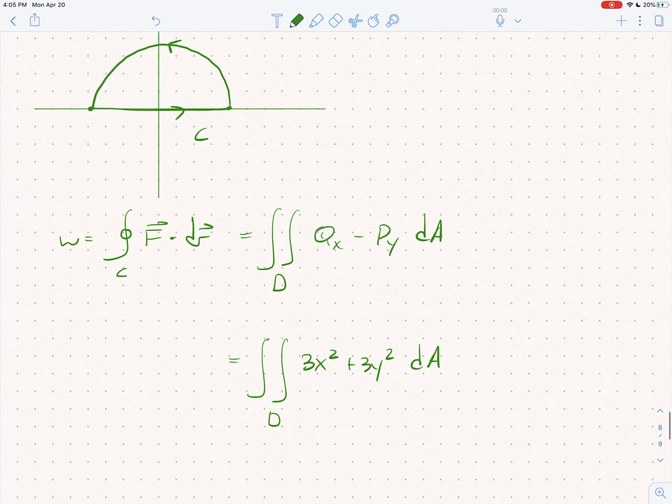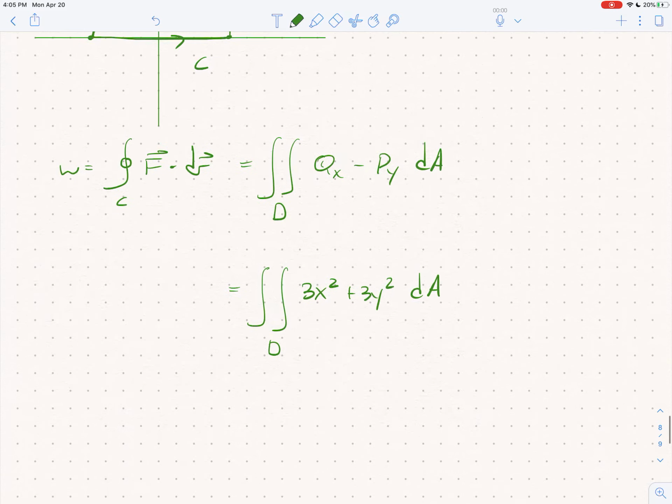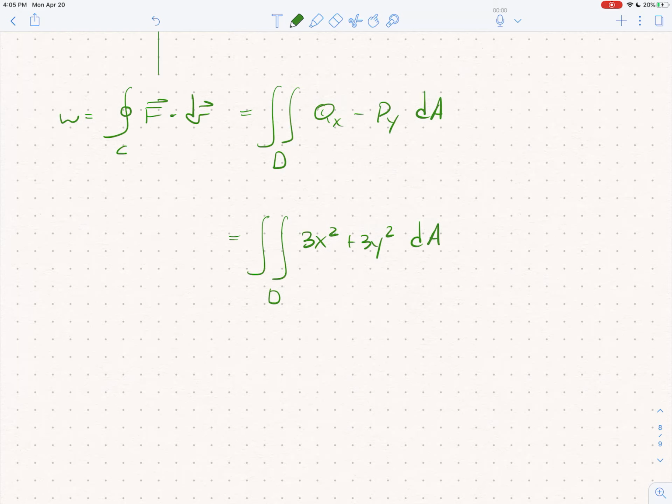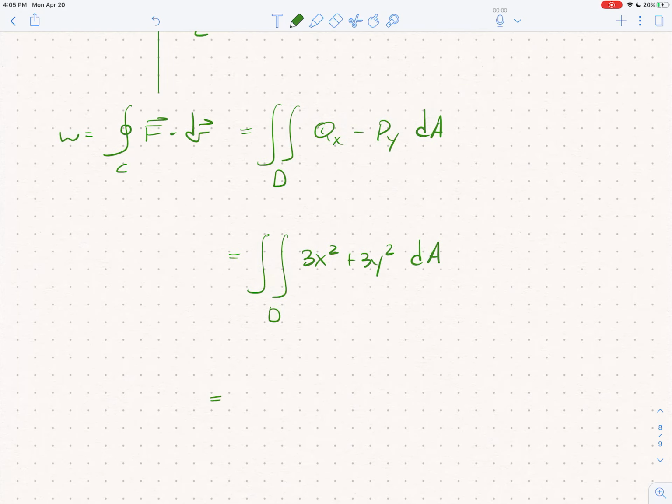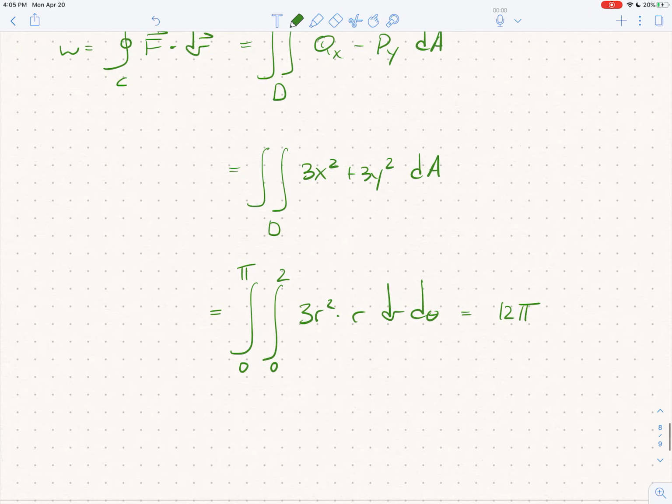And boy, this is just begging to be switched to polar coordinates. So we can see r is going from 0 out to 2. Theta is swinging around from 0 to pi. And so this is just going to be the integral, r goes 0 to 2, theta goes 0 to pi, of 3r squared times r dr d theta. And I'll let you work out the details. It's pretty straightforward. You just get 12 pi. So this problem was not bad at all.